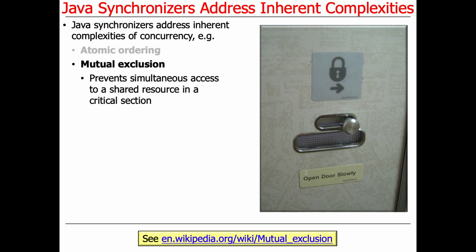Atomic ordering really means just sort of incrementing or decrementing the values of fields atomically. But mutual exclusion can be a larger number of things happening within this so-called critical section. The example I've used before is the restroom in an airplane, which is used for more than just incrementing a value, right? You use the restroom for other things than just incrementing and decrementing values. But the mutual exclusion stuff still applies.